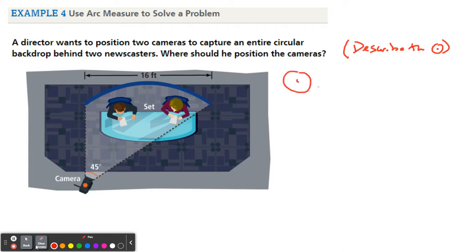So first off, we need to find the radius of this circle. So if you take a look at this backdrop, let's envision the circle. So here's the circle, that's the arc. Let's put the center of the circle right here. Let's say it goes to there and there, the radii. Here's your arc. It is going to be a 90-degree angle here.